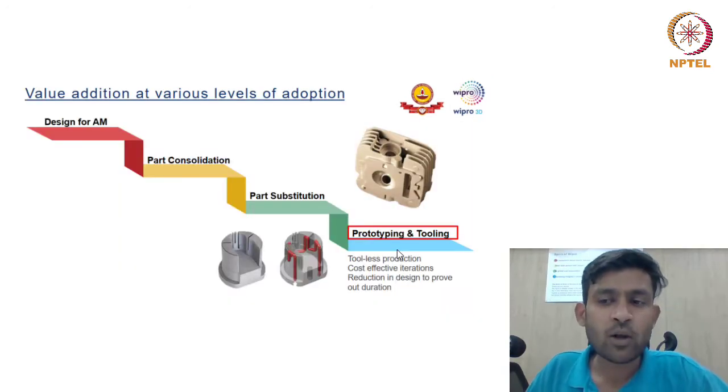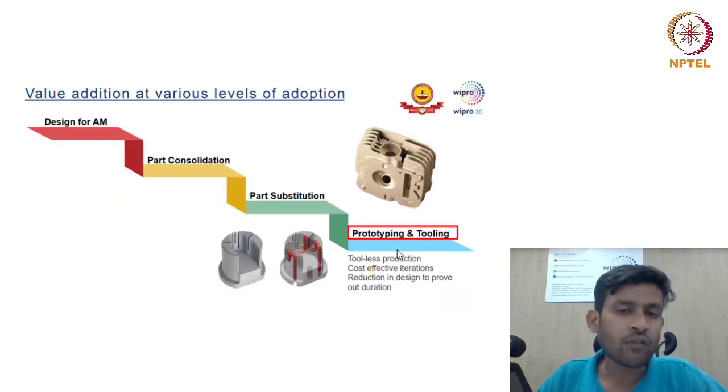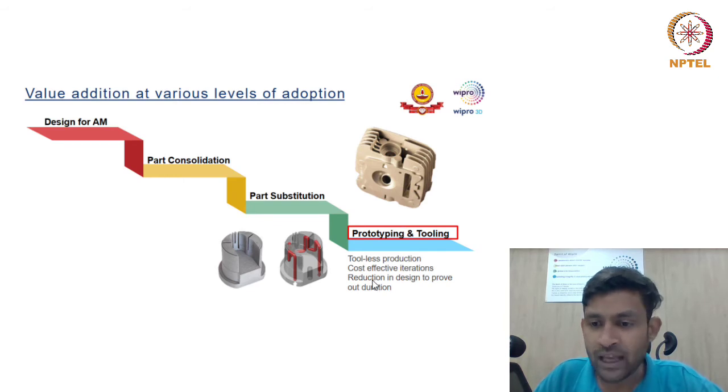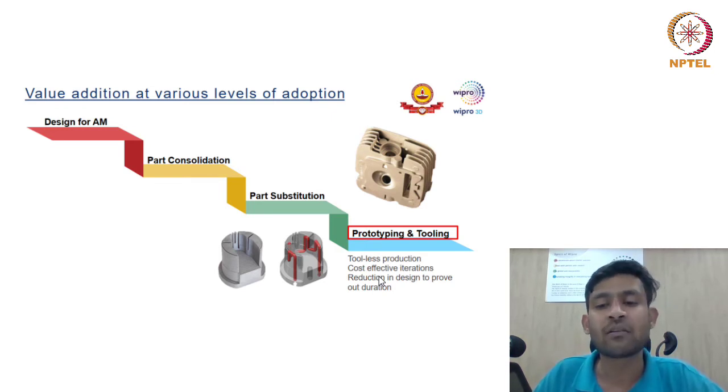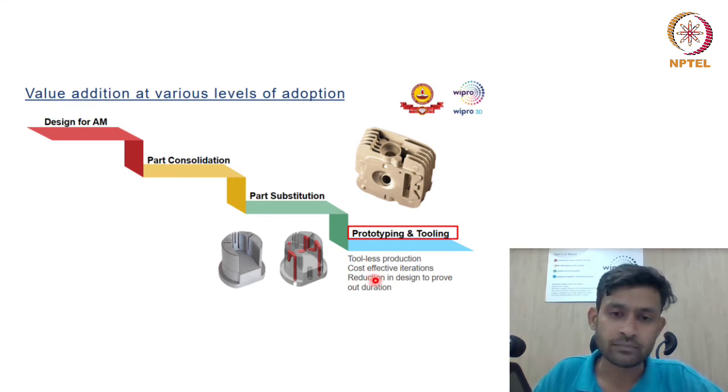So the extent of value addition depends on the level of adoption of AM. The 4-tier model shown here demonstrates the value which is being added at each level of the tier. So right now we will focus on the prototyping and tooling level, and we will see which kind of components are the right candidate for prototyping and tooling application, and why one needs to go for additive manufacturing when it comes to prototyping and tooling.